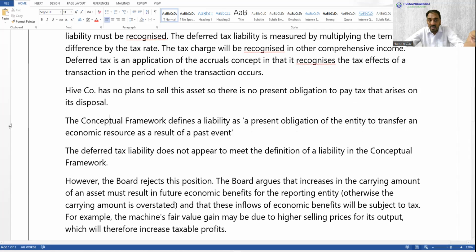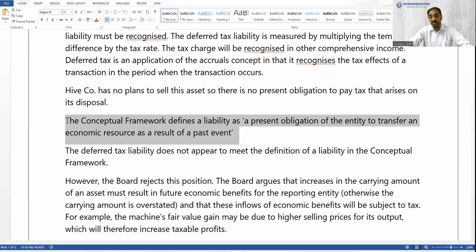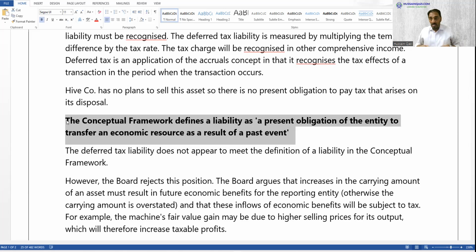Requirement of IAS 12. But first of all, you have to mention the conceptual framework. The conceptual framework defines liability as a present obligation of an entity to transfer economic resources as a result of a past event. You know that often there are some contradictions between accounting standards, application of accounting standards, rules of accounting standards, and the conceptual framework.